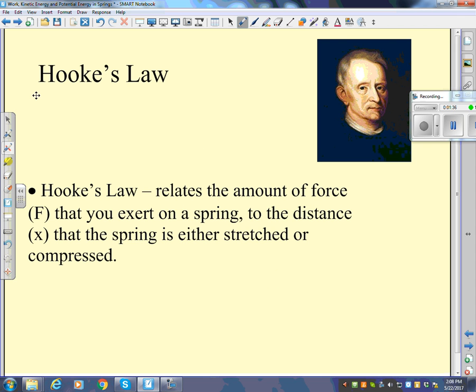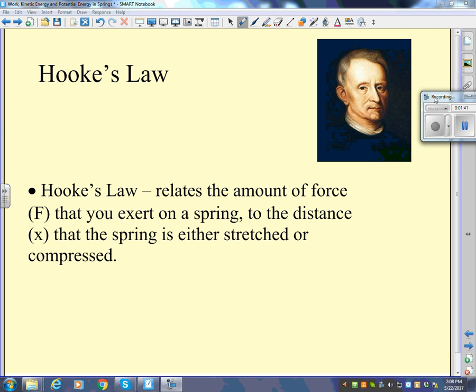Hooke's Law, named for Robert Hooke, relates the amount of force F that you exert on a spring to the distance x that the spring is either stretched or compressed. We tend to use the letter x for distance, but you may occasionally see a d. X and d mean the same thing in this case. So Hooke's Law relates the force you exert on a spring to the distance that the spring is stretched or compressed.